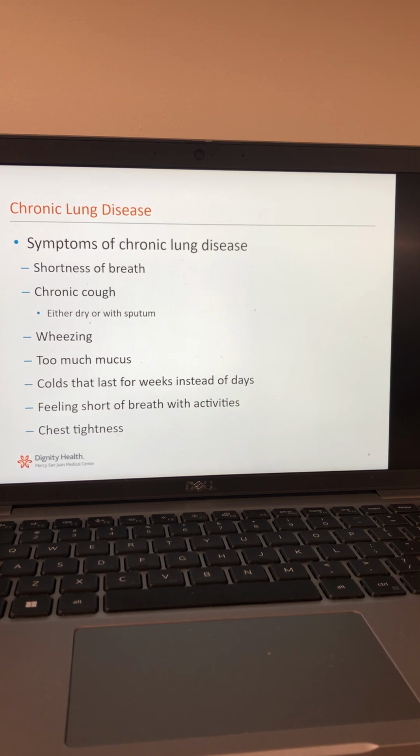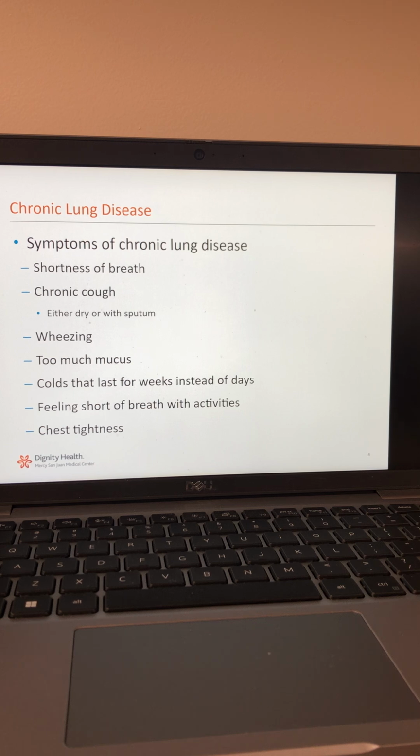Symptoms of chronic lung disease, whether it's obstructed or restricted, may include the following. Shortness of breath. You probably had that for a couple of years before you were diagnosed with a chronic lung disease. You attributed it to aging, gaining weight, being inactive, when in reality you did have this chronic lung condition that was progressing. Chronic cough.